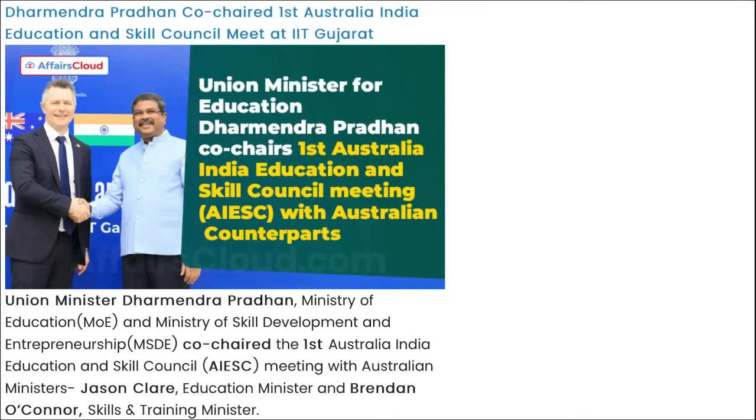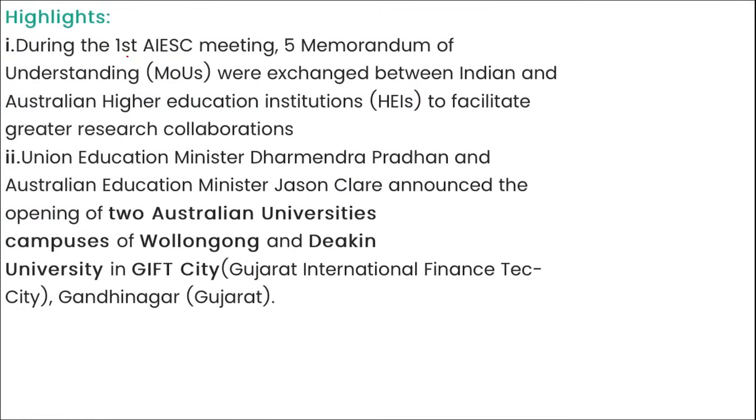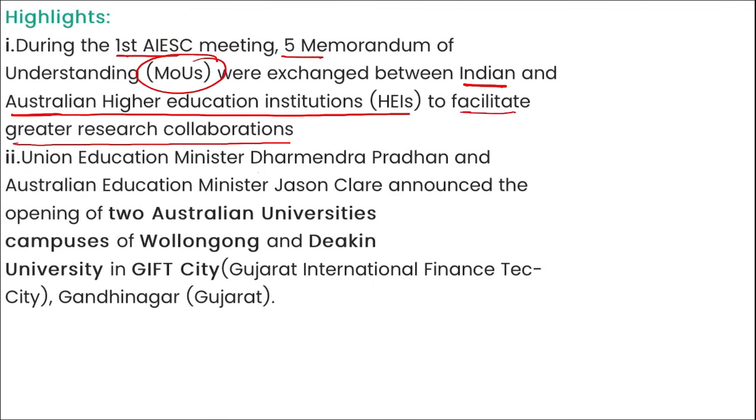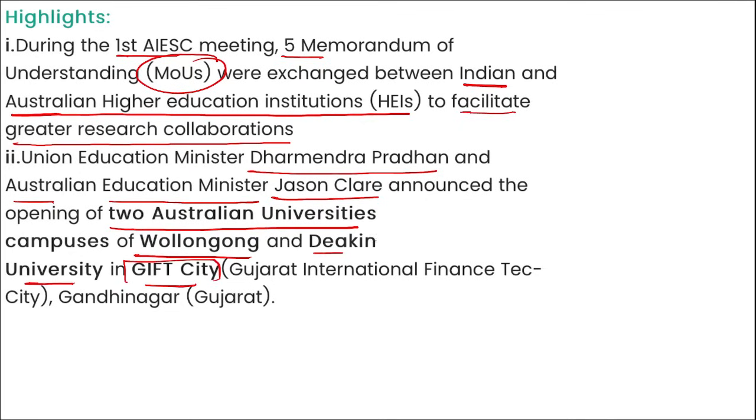During this first AIESC meeting, 5 MOUs were exchanged between Indian and Australian higher education institutes to facilitate greater research collaboration. Union Education Minister Dharmendra Pradhan and Australian Education Minister Jason Clare announced the opening of 2 Australian university campuses, Wollongong and Deakin University, in the GIFT city. We know that Deakin University was the first foreign university to set up its campus in India, and now Wollongong University also will be coming to the GIFT city, that is in Gandhinagar, Gujarat.